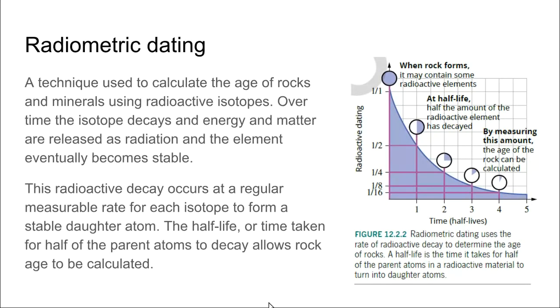When we look at radiometric dating, we are using this technique to calculate the ages of rocks and minerals. And we do, in fact, use radioactive isotopes to do that. Over time, the isotope decays and energy and matter are released as radiation, causing the element to eventually become stable. This radioactive decay occurs at a regular measurable rate for each isotope, and it does form a stable daughter atom. This is known as the half-life, or the time taken for half of the parent atoms to decay. This is how, in fact, we are able to calculate the ages of rocks.